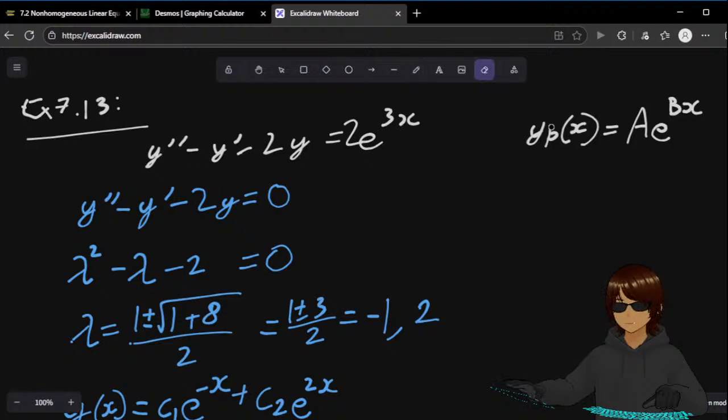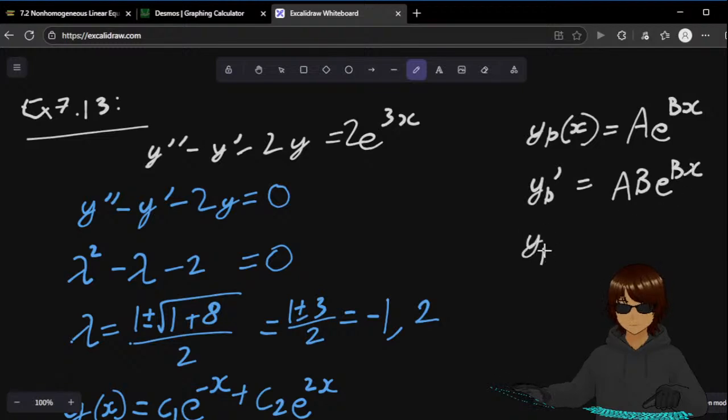Now, let's say this is the particular solution. Let's do the double derivative. Actually, let's do a single derivative first. The single derivative is a b e to the power of bx, and then the double derivative is a b squared e to the power of bx.